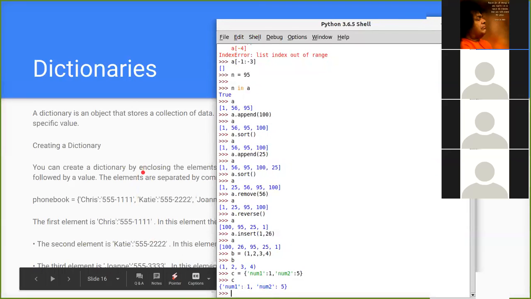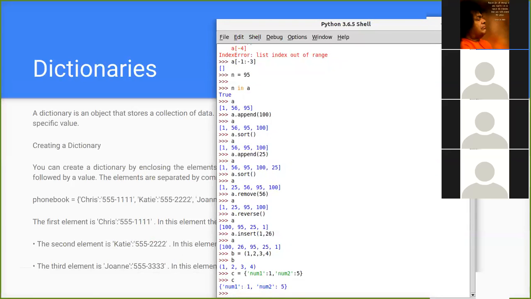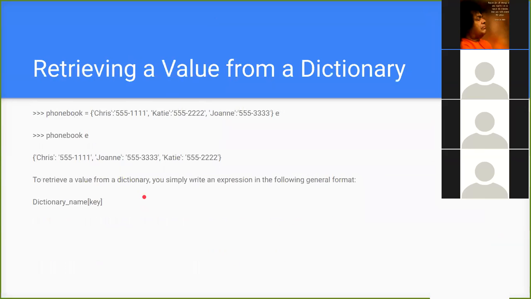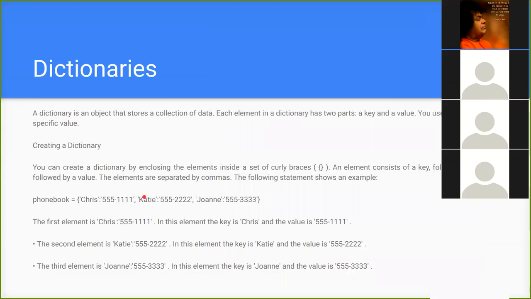Now, you could consider the example of a phone book for you to understand the concept of dictionaries in a much clearer way. Now, what happens inside our phone book? Suppose we open our mobile application and we store a number. Say we have a person called Chris, and this is his phone number. We have a person called Katie, and this is her phone number. We have a person called Joanne, and this is the phone number of Joanne. Okay.